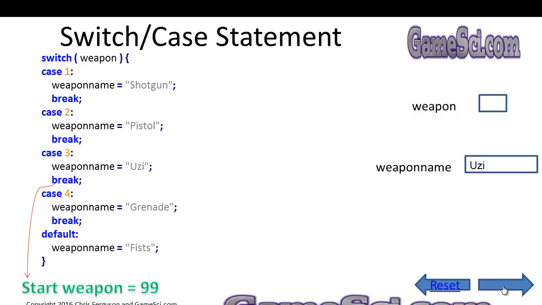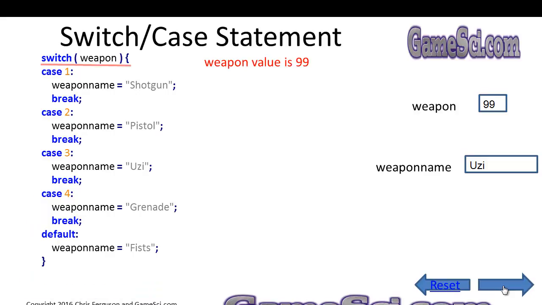Now, let's start with a weapon equal to 99. Turns out we don't have a weapon 99 in our system. So when we start matching weapon 99 to the different cases, something strange is going to happen. 99 does not match case 1. So what happens? It falls through to case 2. 99 does not match case 2. So what happens? It falls through to case 3.